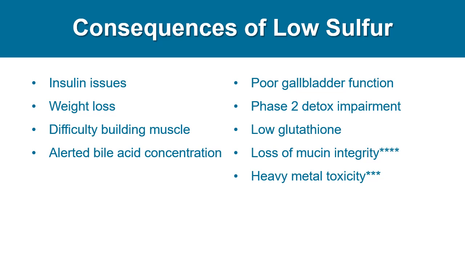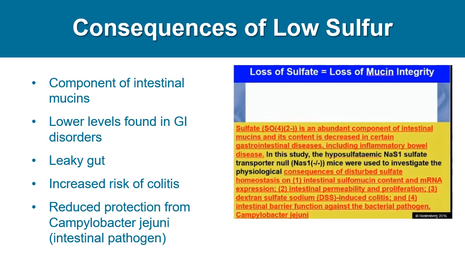We can see these other issues that can occur as well: insulin issues, weight loss, difficulty building muscle, altered bile acid concentration, poor gallbladder function, phase 2 detox impairment, and also low glutathione. So you do need sulfur to make glutathione. So again, loss of sulfate, loss of mucin integrity. It isn't a component of intestinal mucins.